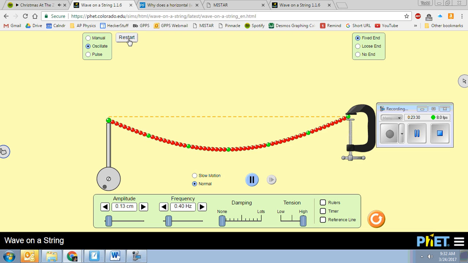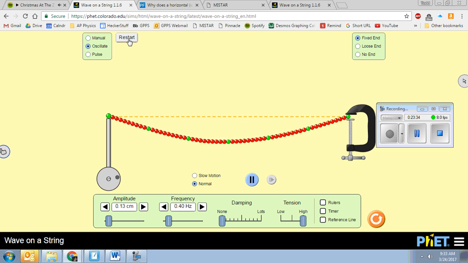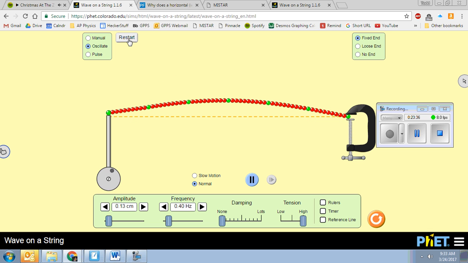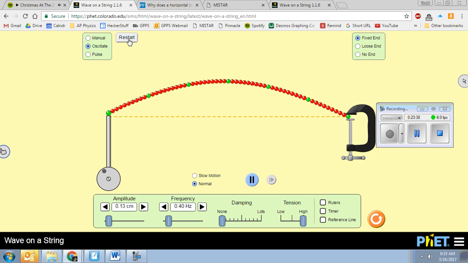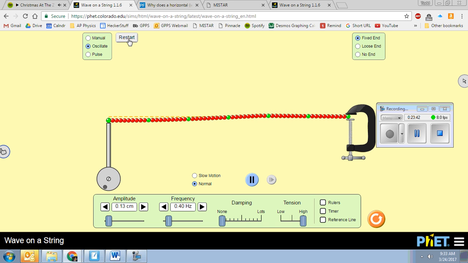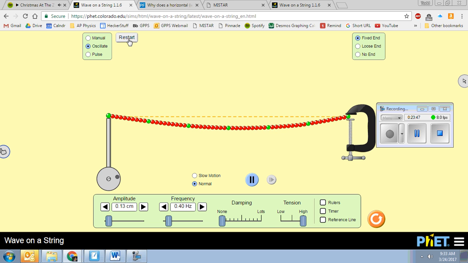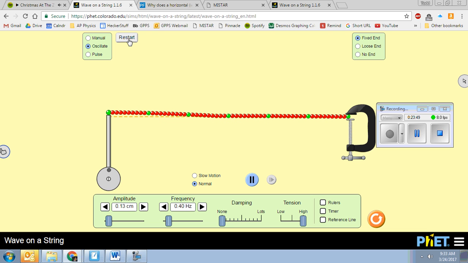All right, and some of you have heard about harmonics. So the second harmonic occurs when you have double the natural frequency. Okay, double the fundamental frequency. So if I double my frequency, we'll get another standing wave. Let me increase my frequency. So right now it's 0.4, right? So double that would be 0.8. Let me just show you what happens.